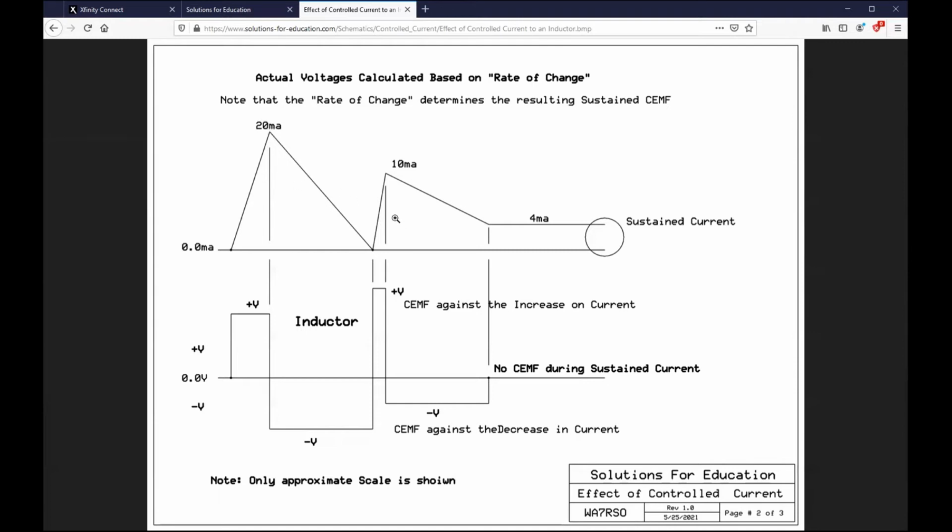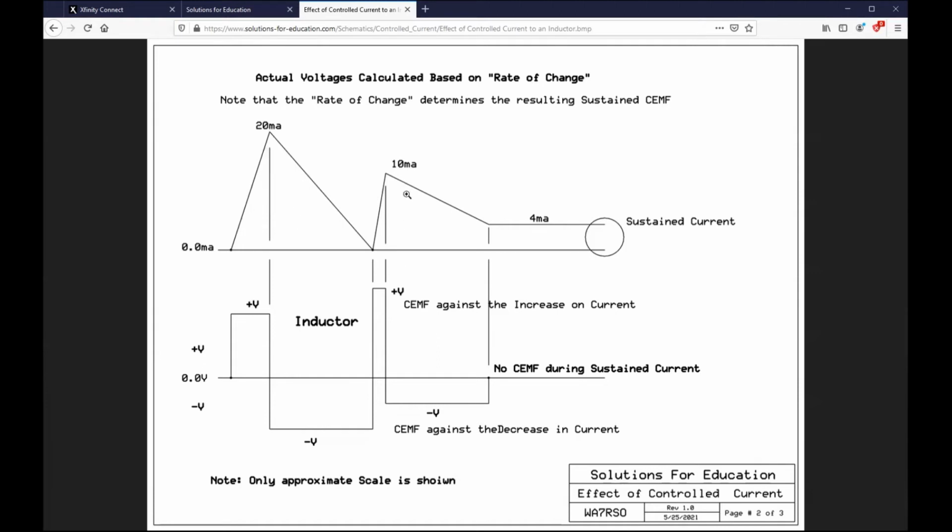By the way, if I was to go from 0 to 20 milliamps and from here to right here, I wouldn't have this little bit of voltage. I would have a lot of voltage. You can generate hundreds of volts or even thousands of volts if your rate of change is fast enough.